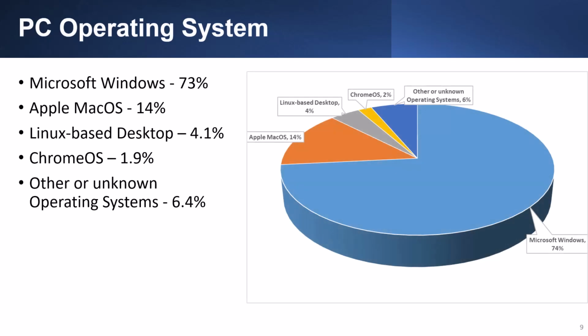As of January 2025, almost 73% of all personal computers are running Windows operating systems, approximately 14% Apple Mac OS, Linux and Chrome OS almost make up 6%, and the rest is other operating systems or unidentified.